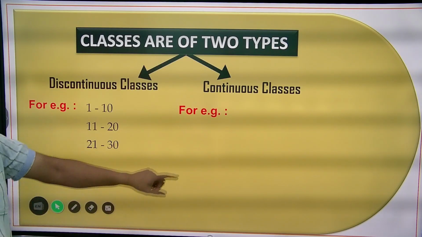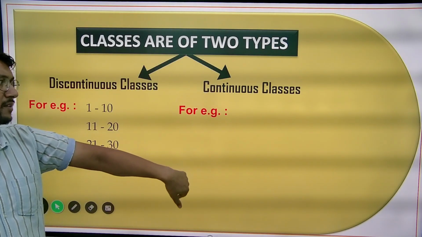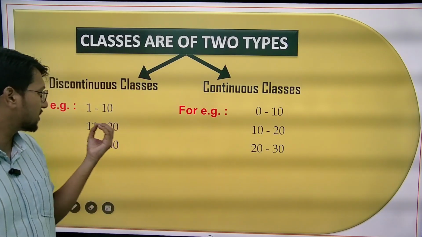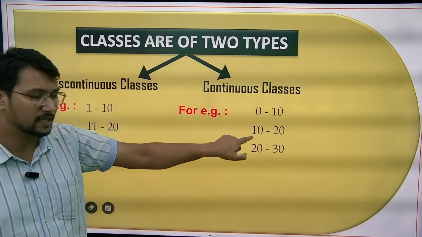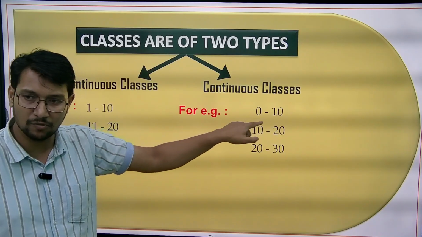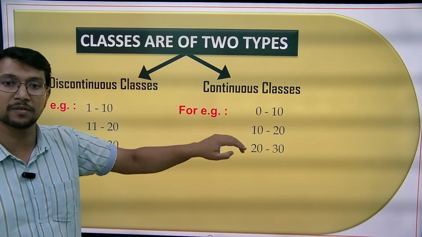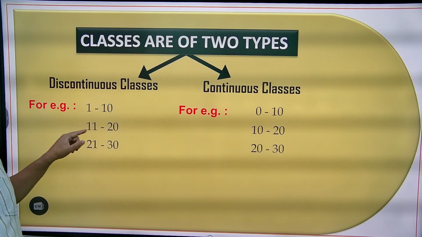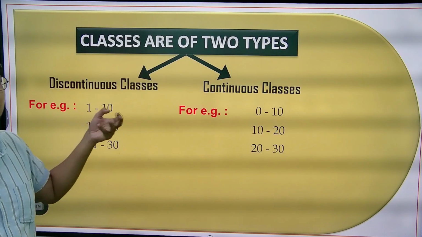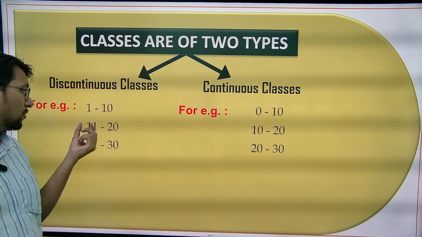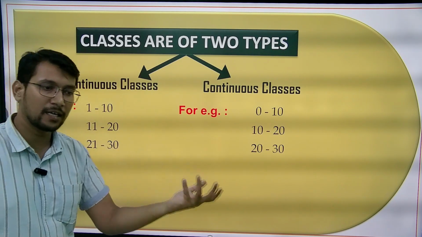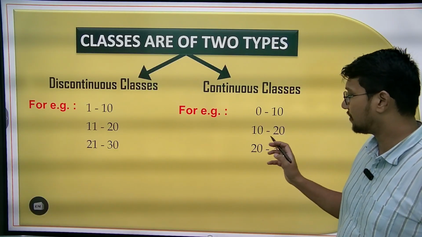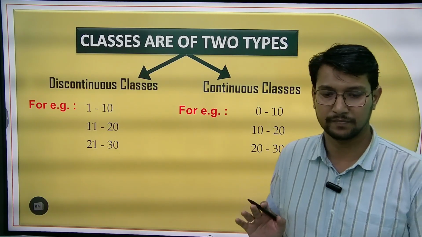Next, see. What is continuous classes? Already you have seen. Check: 0 to 10, 10 to 20, 20 to 30. Which one is different? 10, 10, same. Upper class limit, lower class limit. Upper class limit, lower class limit. Same. But here upper class of first, lower class of second are different. That's why that is discontinuous. And here same. That's why it is continuous.